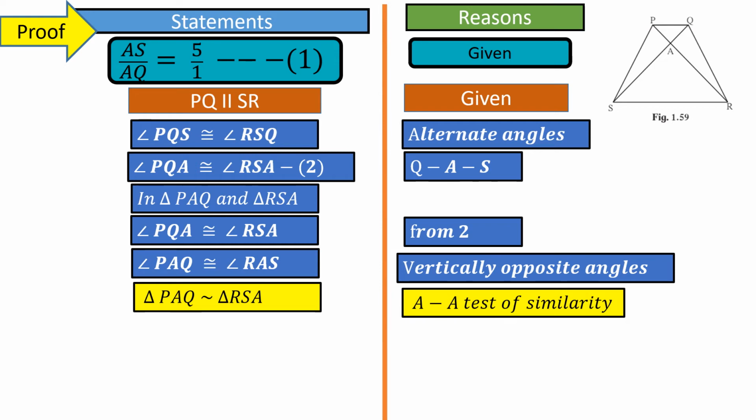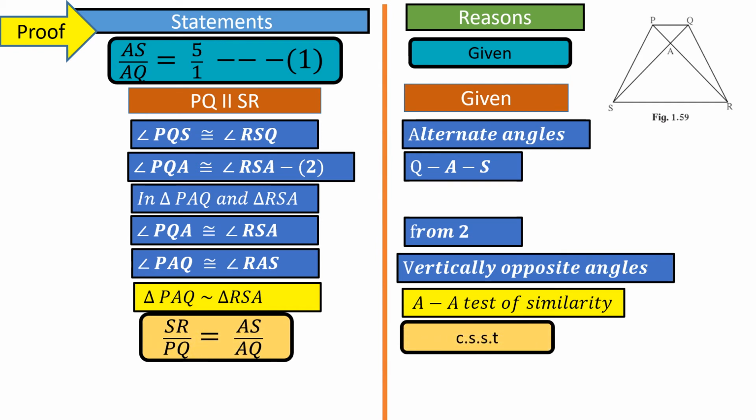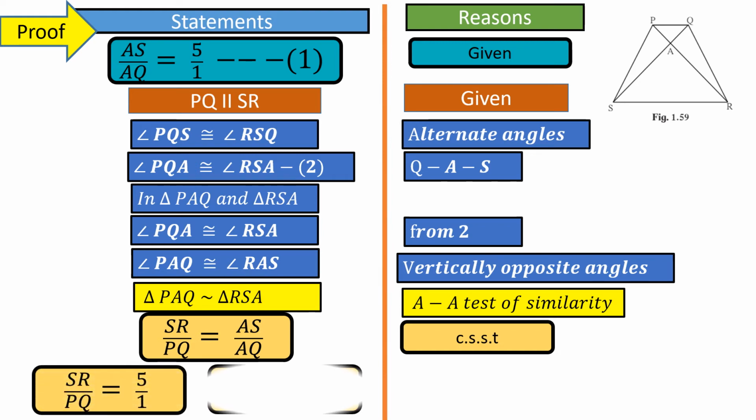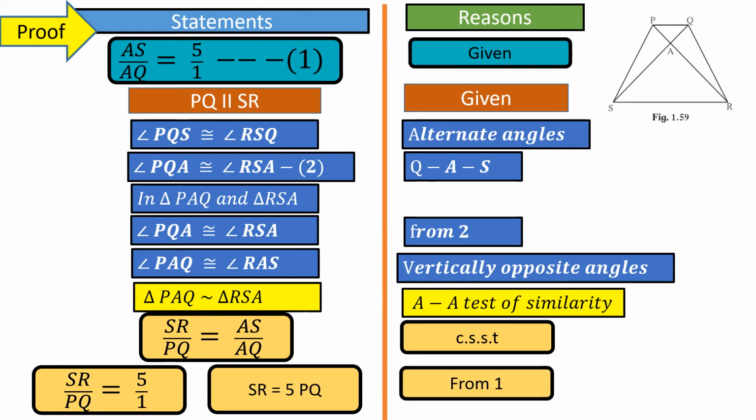Now if triangles are similar, as we know, their corresponding sides are in proportion. So SR upon PQ is equal to AS upon AQ, and AS upon AQ is 5 upon 1. So SR upon PQ is 5 upon 1, which gives me SR is equal to 5 PQ, and that is what we needed to prove.